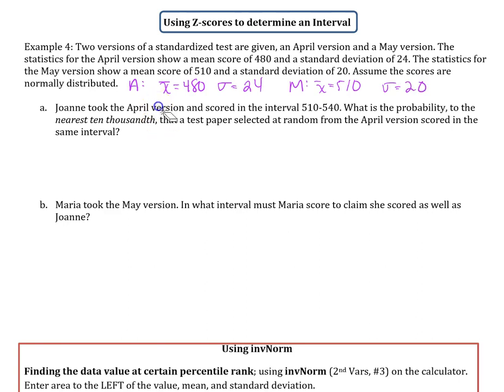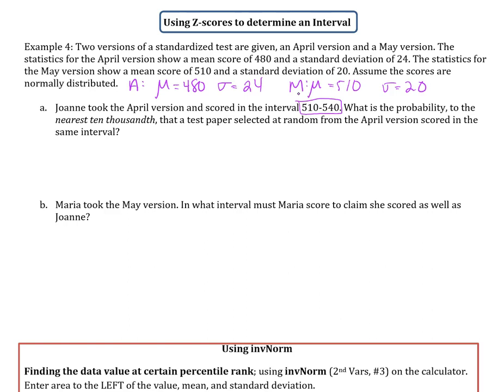Now, technically I used X bar for mean here, but in your calculator it's actually going to be mu. So I'll just go ahead and change that. Mu stands for population standard deviation, but we'll get more into that in our statistics unit. Okay, so Joanne took the April version and scored in the interval of 510 to 540, which I always think is funny to read. She doesn't tell you exactly what she's got. She's like, I got somewhere between a 510 and 540. And you're like, okay, I wish you would just tell me the exact number, but all right.